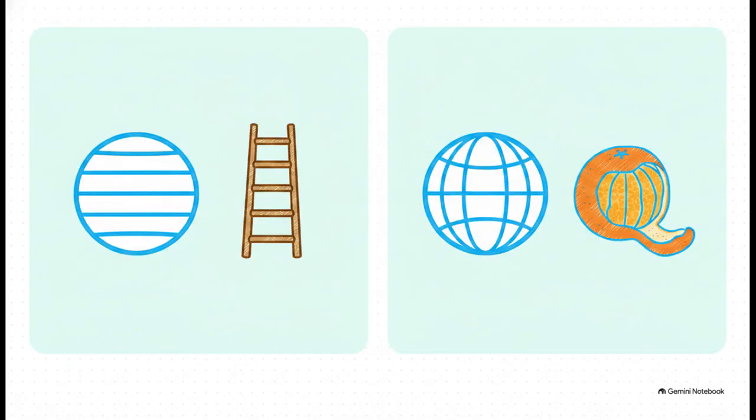So the crucial point is knowing how to never get them mixed up. It's actually pretty simple. Latitudes are parallel. They run east-west, like the rungs on a ladder, starting at the equator. Longitudes are converging. They run north-south, like the segments of an orange, starting at the prime meridian.